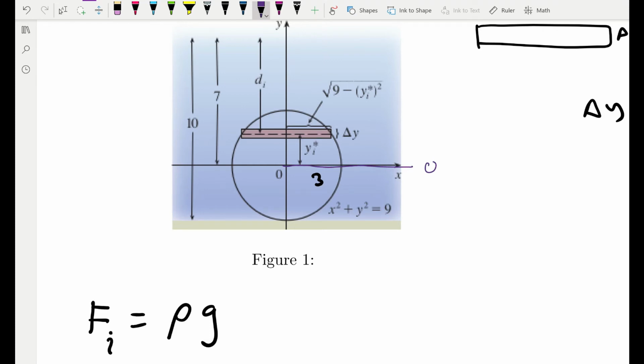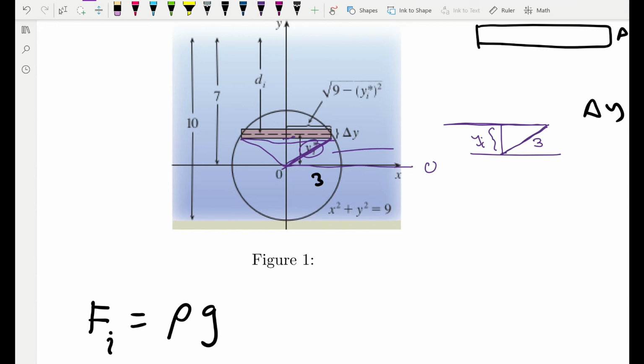So from the zero level to the slice, we always mark that distance as yi. So here's the zero level, up to the slice, that's yi, and then all you need is the length of the slice. Now I am going to connect the origin and the end of this slice. If I connect it, this length is actually 3. Why? The radius is 3. If you connect to the end, it's the radius, right? So it's 3.